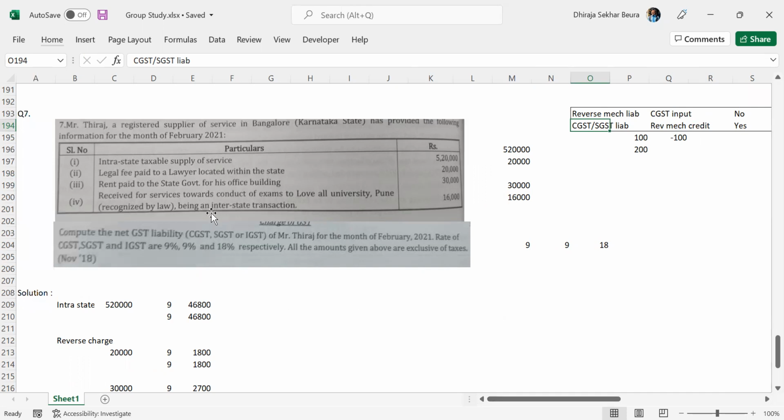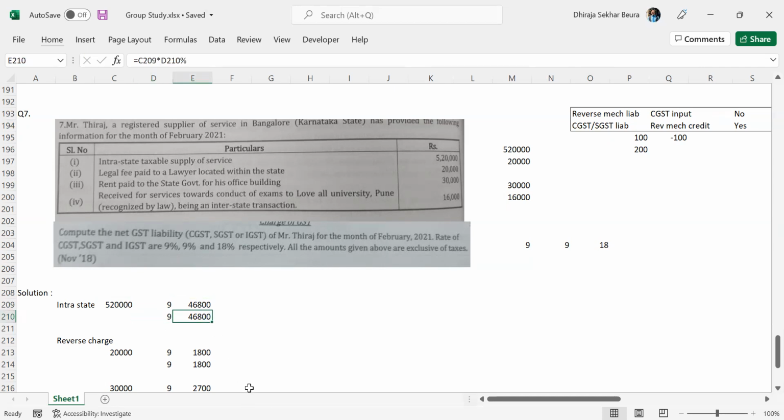Dheeraj, a registered supplier of service in Bangalore, Karnataka state, has provided the following information in the month of February. Intrastate taxable supply, 5,20,000. That means CGST and SGST both will apply, right? Correct. Now, here the percentage is given as 9%, 9%, 18%. Yes. So 5,20,000 into 9%, CGST becomes 46,800, SGST becomes 46,800.